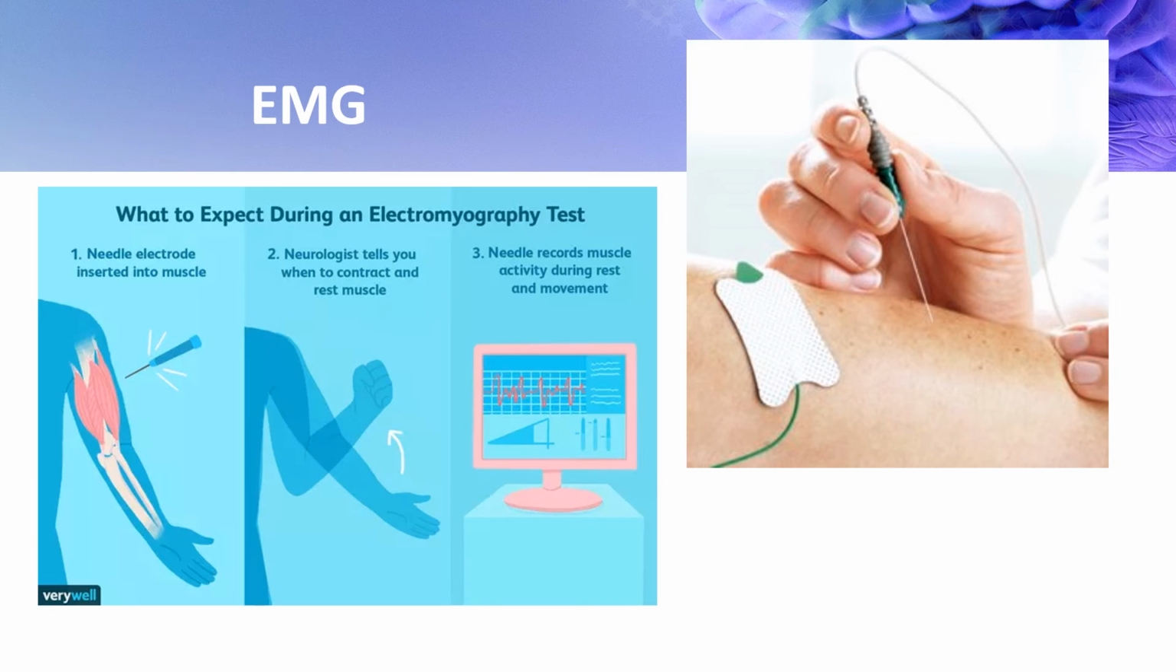The EMG is used to identify nerve and muscle disorders and spinal cord disease. During this procedure, the doctor will basically poke the patient with needles in their muscles and then ask you to contract and rest the muscle, and they will record the activity on the computer. I have heard that this is an extremely uncomfortable procedure.